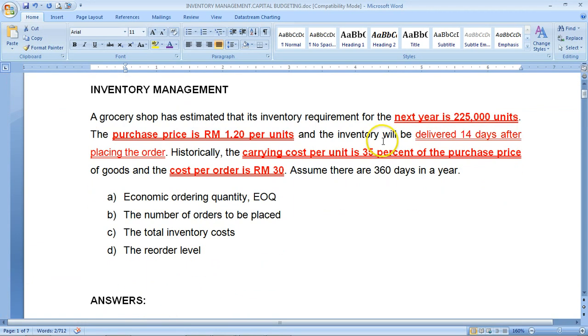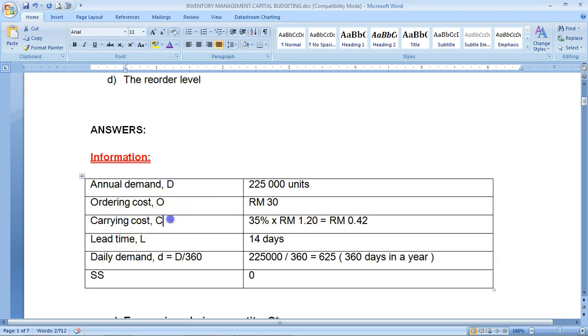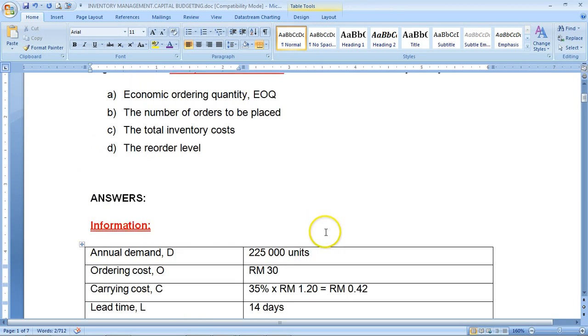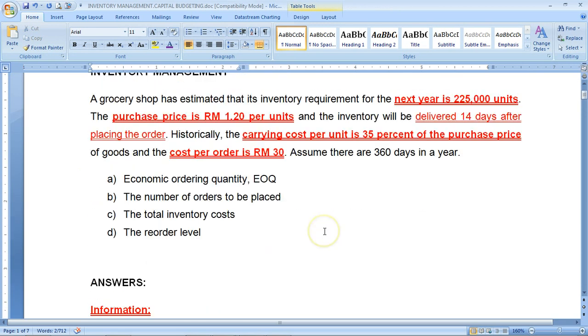Remember, extract, read carefully. Where is D? Which one is O? Which one is C? Which one is L? Which one is small d? And what is SS? If the question does not give you, you can assume the SS is 0.